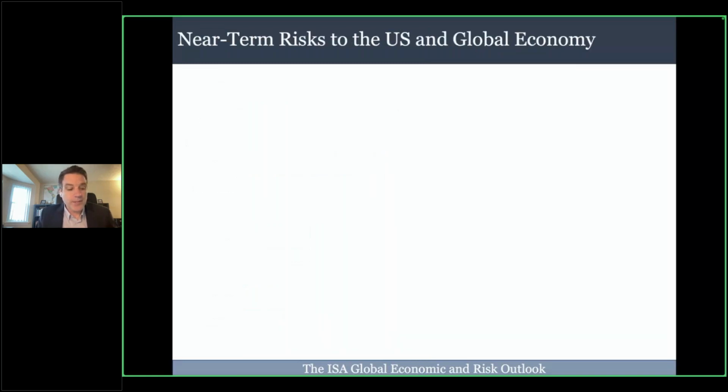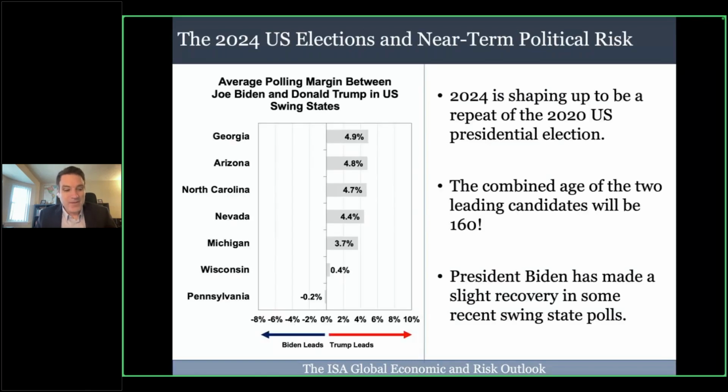So what are some of the near-term risks to the U.S. and global economy? Well, we have the elephant in the room, the election coming up in November, and this is going to be a close-run election and a contentious election. And there's a lot of potential disruptions that could be caused.